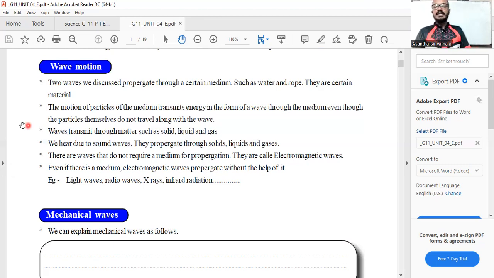Waves transmit through matter such as solid, liquid, and gas. So waves are capable of transmitting through all three states of matter. We hear due to sound waves. So you can listen to my voice. My voice is a kind of sound wave. It takes energy with it. When the sound wave hits your eardrum, it vibrates and you hear my voice.